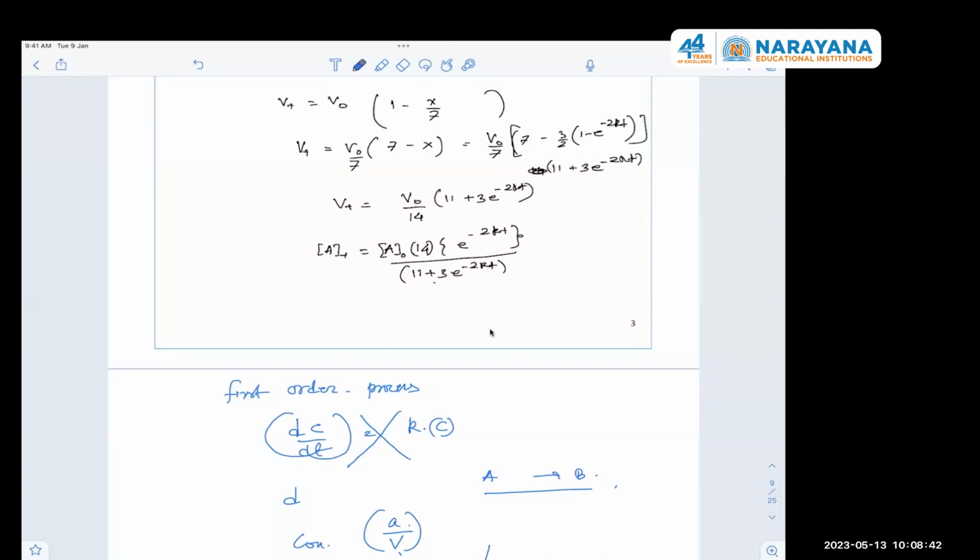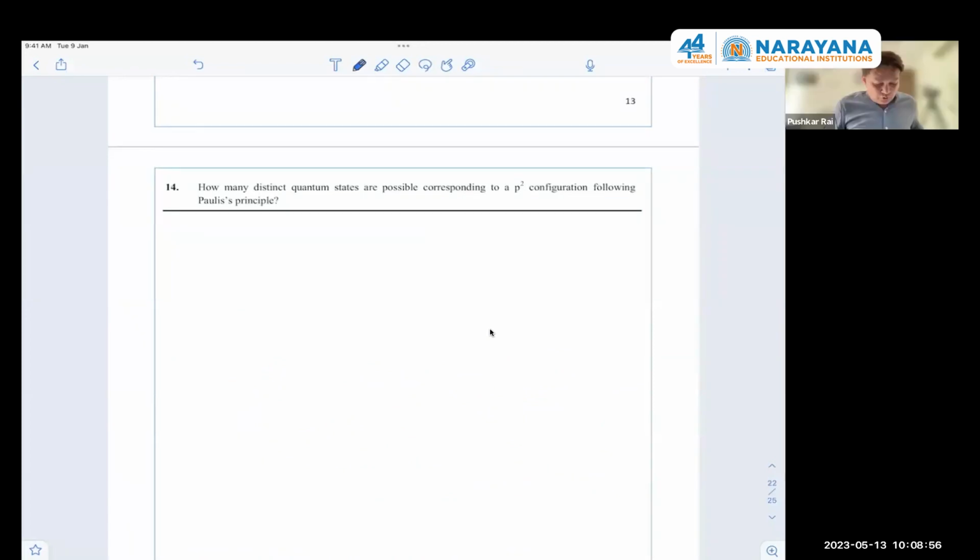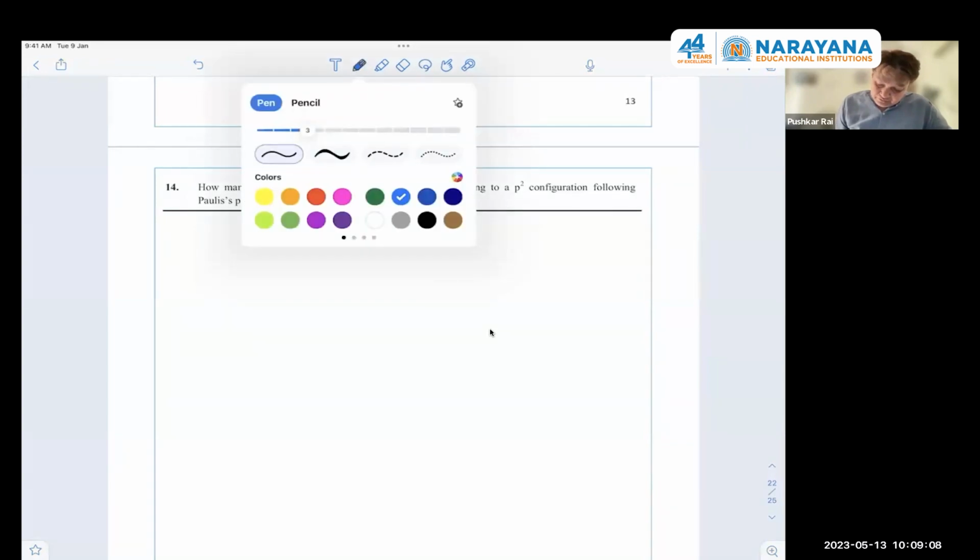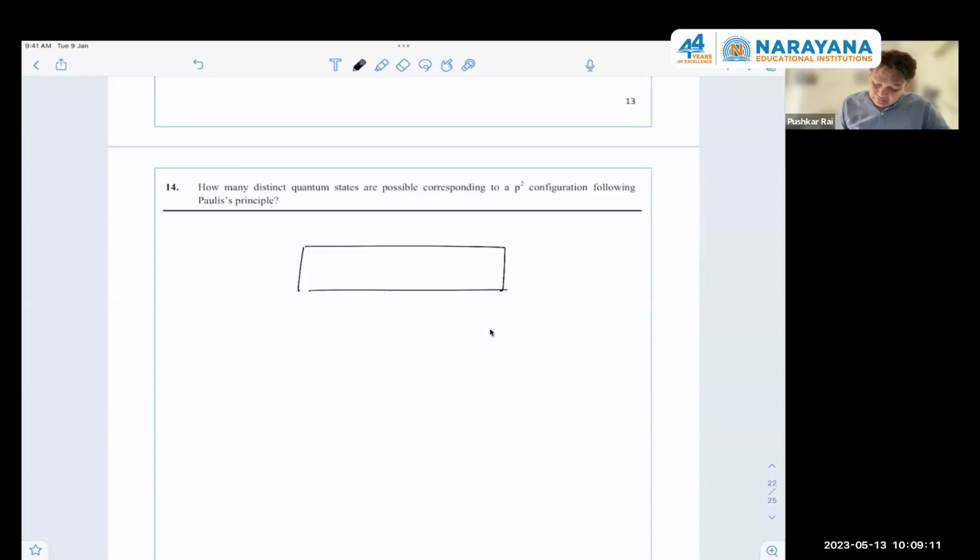Question number 14. Can you explain the question, sir? Okay, how many distinct quantum states are possible corresponding to a p2 configuration? So, according to the Pauli exclusion principle, if you take a p2 configuration, this is one state and this is another state. Why? +1, 0, -1, +half, -half. All these numbers are going to affect the energy in the magnetic field.